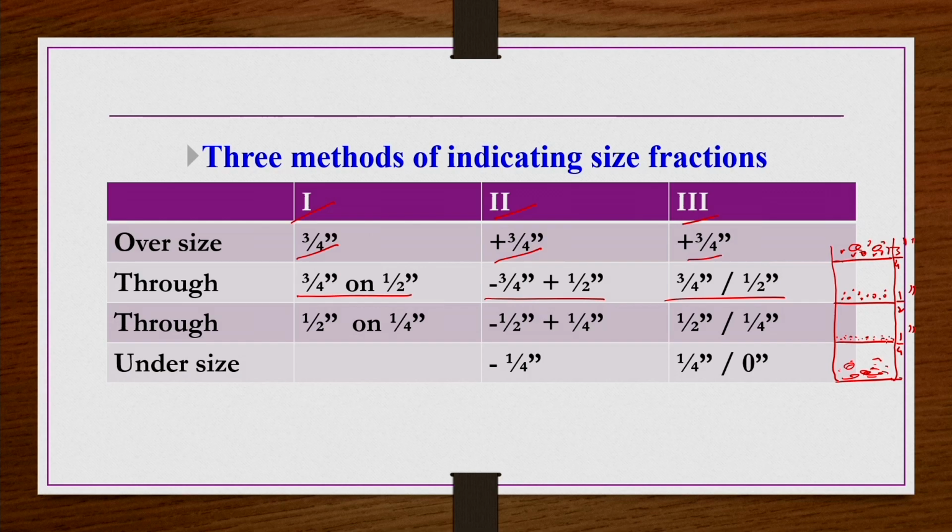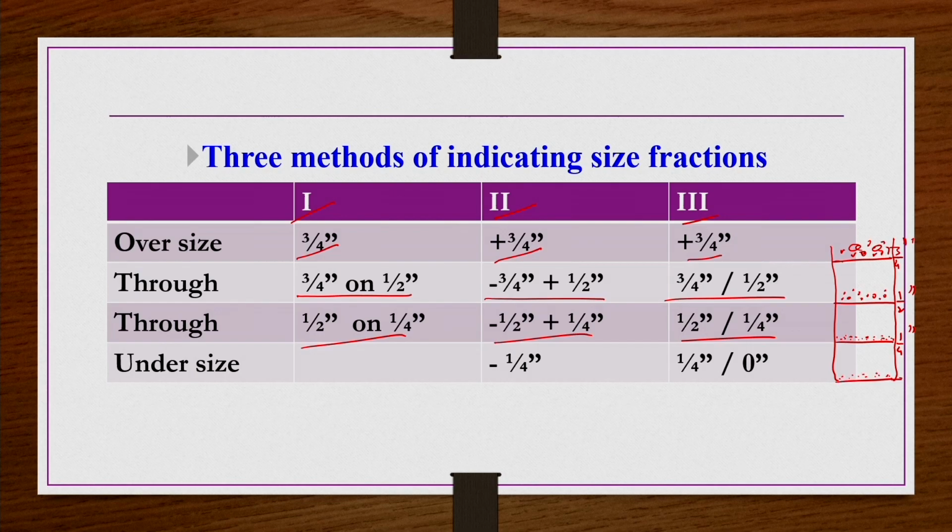So, we can write it as 1/2 inch on 1/4 inch, minus 1/2 inch plus 1/4 inch, or 1/2 inch by 1/4 inch. These 3 different ways we can represent. Likewise, the finest ones, whatever passed through the 1/4 inch screen, will be much smaller and will be retained on a kind of pan like this.